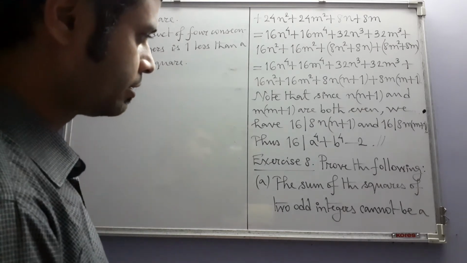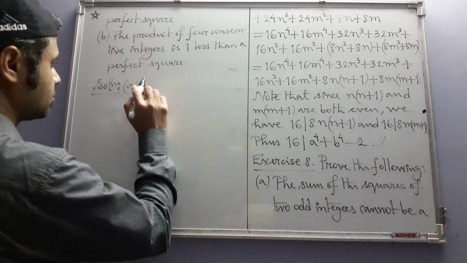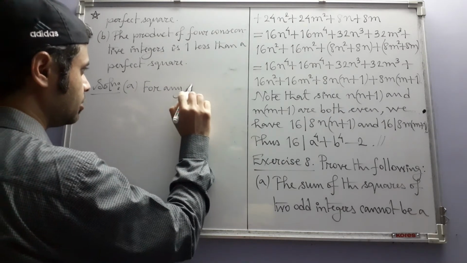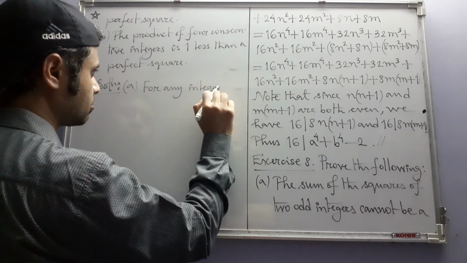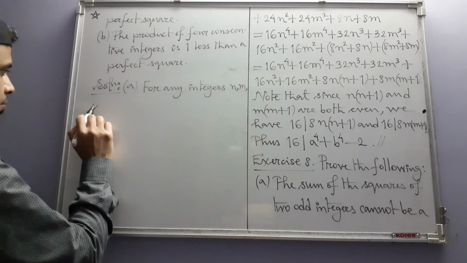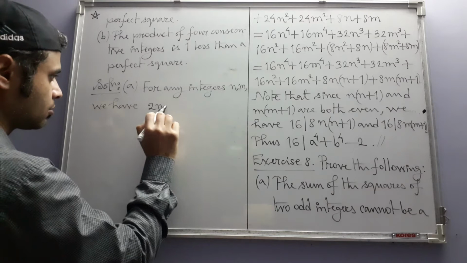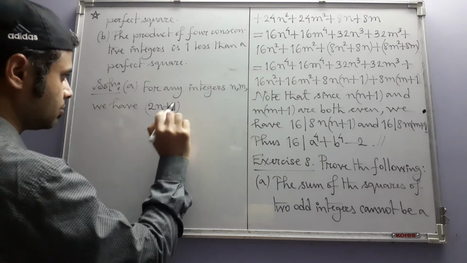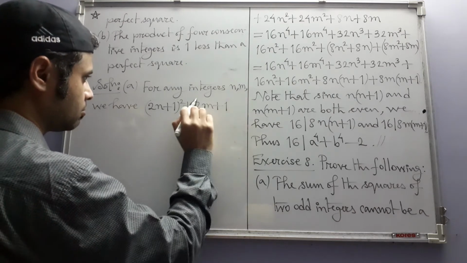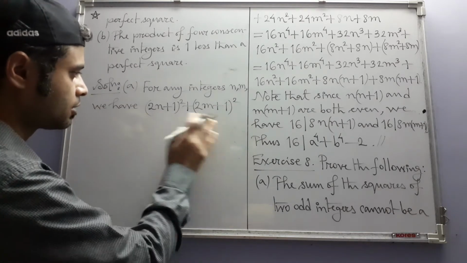It is said that the sum of the squares of two odd integers. For any integers n and m we have 2n plus 1 whole square plus 2m plus 1 whole square. So this is a sum of squares of two odd integers.